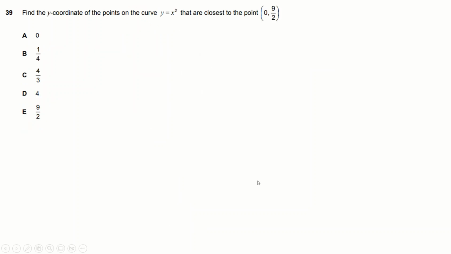Yeah. I really struggled on this question. I don't know why, because I know I've seen a question just like it before. I just couldn't remember how to do it.